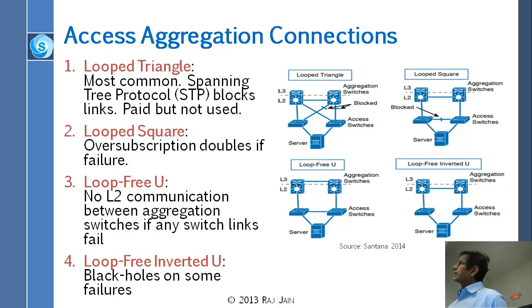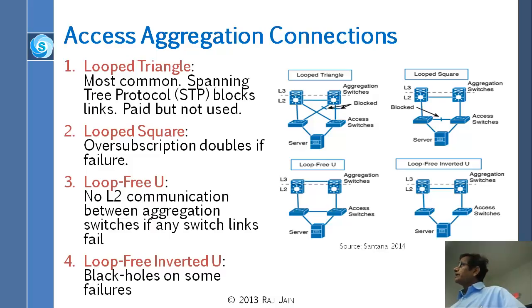A common method of connecting is called looped triangle. There is a triangle here, and a triangle here, and then there is this loop. So this is a looped triangle. If you connect like this, a spanning tree is going to be run between these Ethernet switches. The spanning tree will say there is a loop here, and you don't want a loop, because if there is a loop, the traffic will just circulate. So it will say, please disable these two links. These two links are there, but they are blocked by the spanning tree.